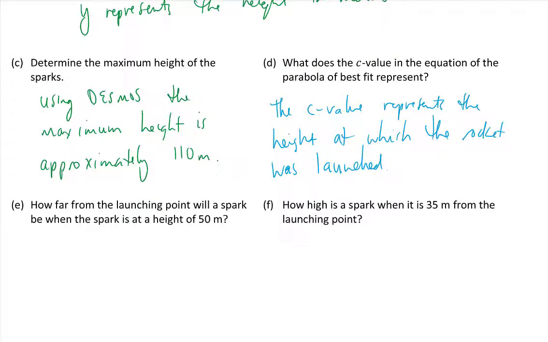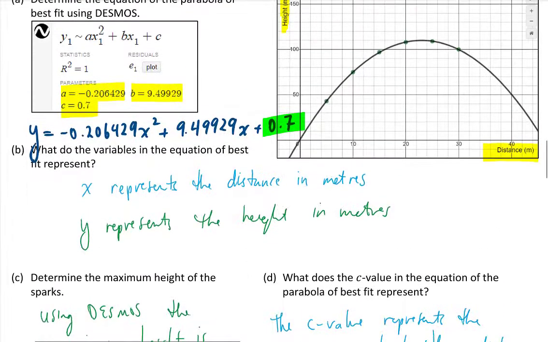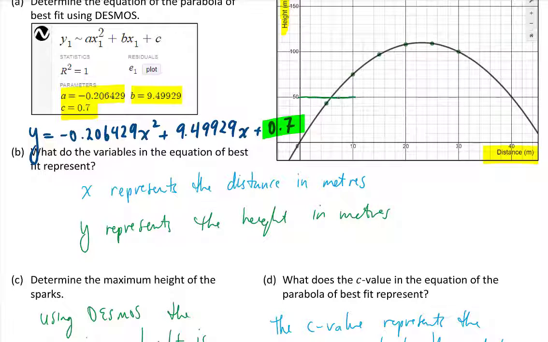How far from the launching point will a spark be when the spark is at a height of 50? So we're looking for the distance because in this example we're given the y value. We're told that y, the height of the rocket, is 50. So again, we can go to our graph. There's 50. And we can see there's 2 points. It looks to be about 40. And if we count there, that's 2, 4, 6. So it looks to be about 6 meters and 40 meters. That's if we look at our graph.